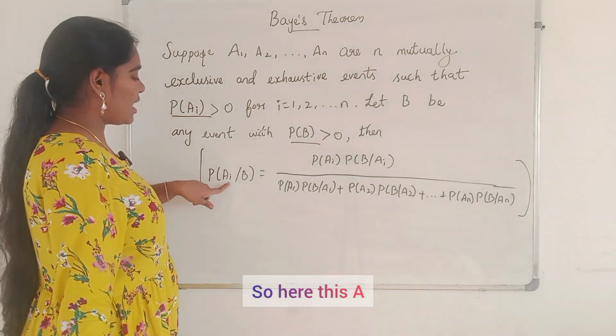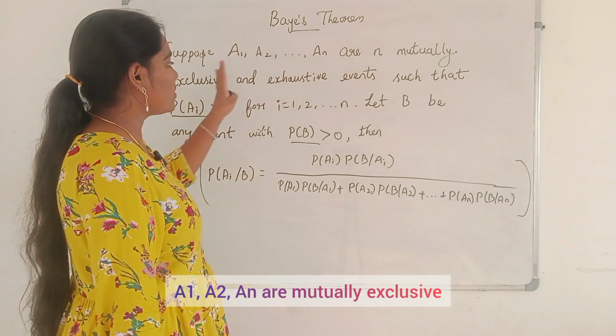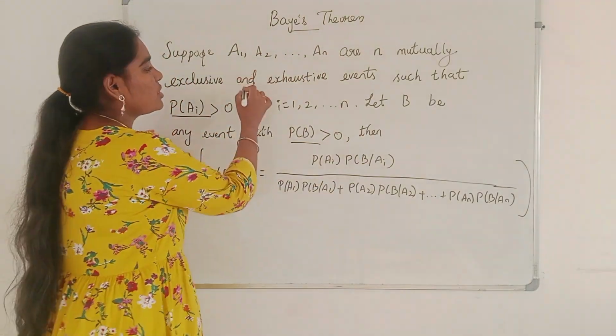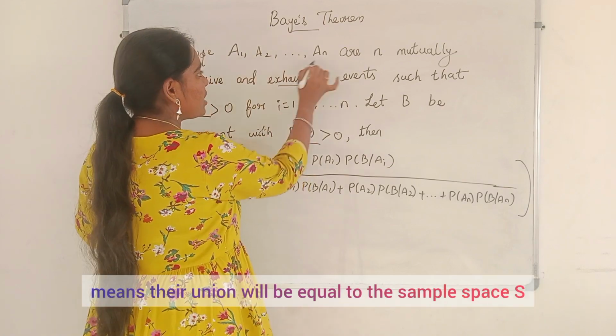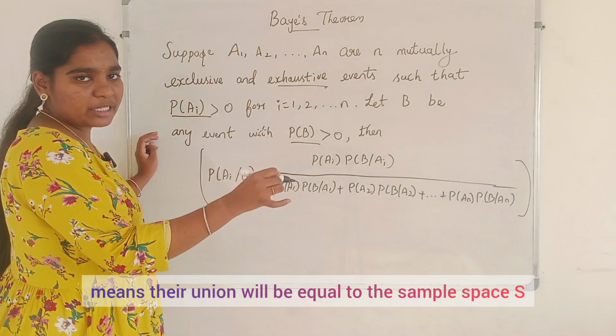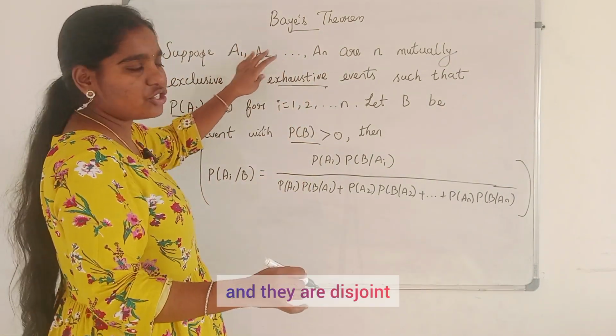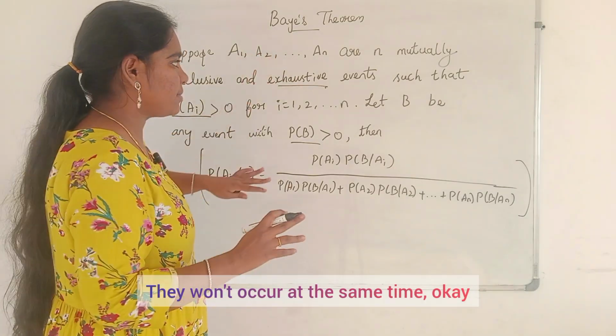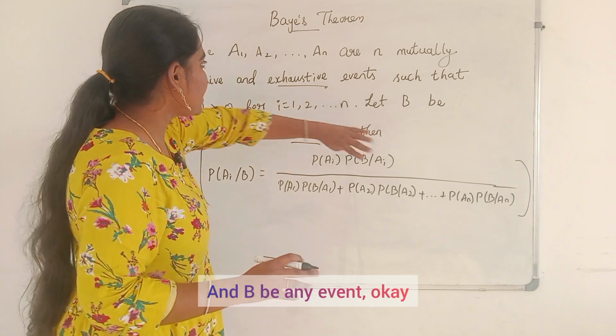So here A1, A2, ..., An are mutually exclusive and exhaustive events. Mutually exclusive and exhaustive events means their union will be equal to the sample space S, and they are disjoint. They won't occur simultaneously, they won't occur at the same time. Okay, and B is any event.